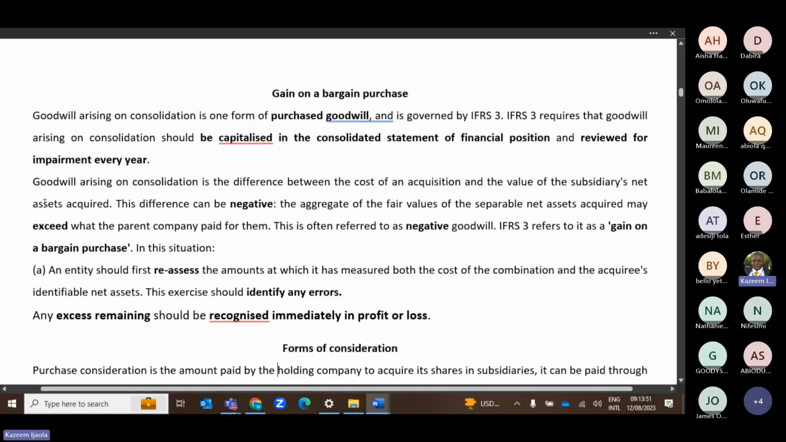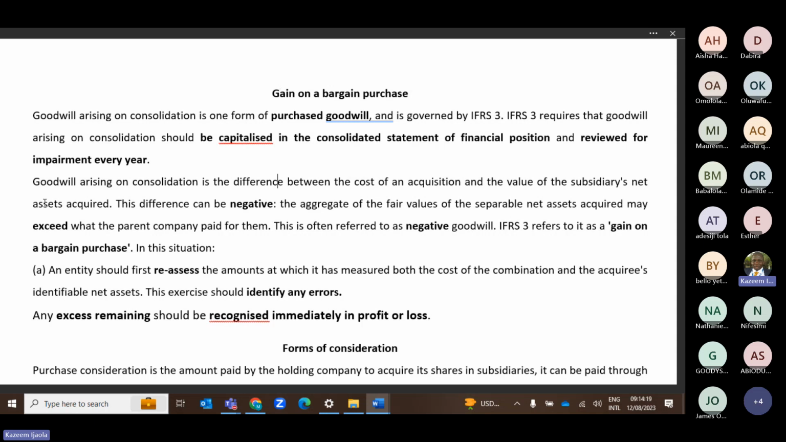All right. So the next one is gain on bargain purchase. What is gain on bargain purchase? Goodwill is when the purchase consideration is more than the net asset acquired, right? But gain on bargain purchase is the opposite, when the net asset acquired is more than the purchase consideration. You paid 80 million naira for a company and the net asset of the company is 90. So in that case, there is a gain on bargain purchase.